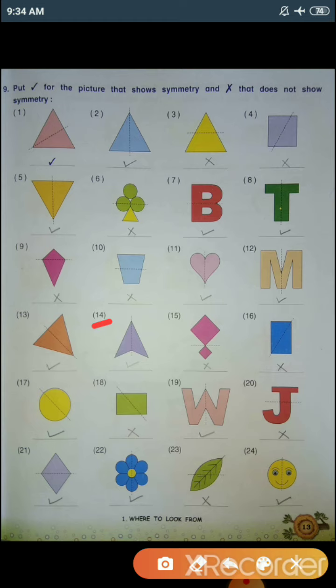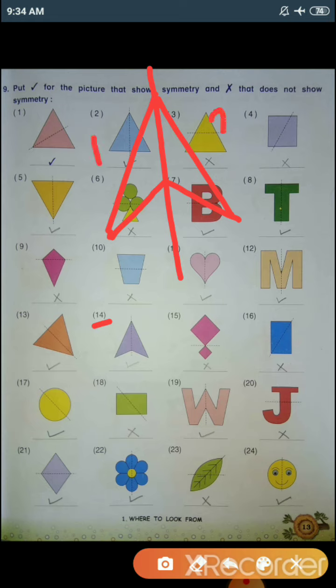Number 14, the shape is given like this and the vertical line divides this shape into two parts, part 1 and part 2. Now you can observe here that part 1 looks exactly like part 2. Okay, that means this shape also shows symmetry because both the parts look the same.